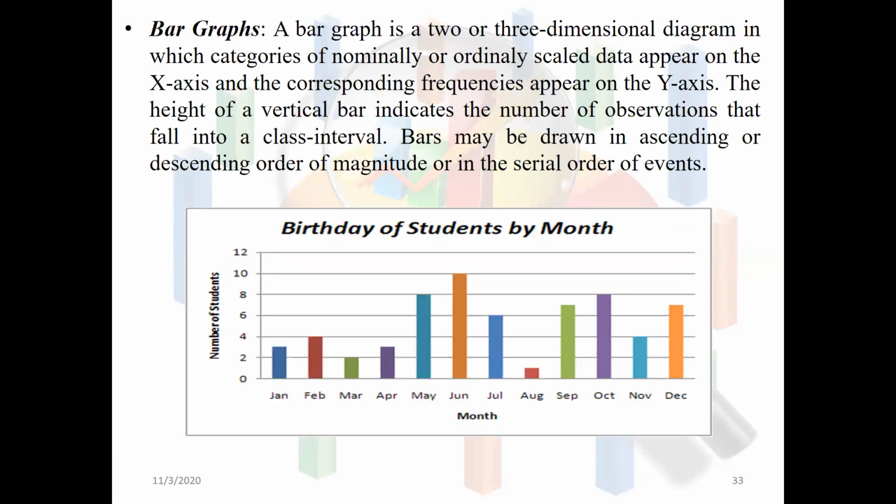Bar graphs. A bar graph is a 2 or 3-dimensional diagram in which categories of nominally or ordinally scaled data appear on the x-axis and the corresponding frequencies appear on the y-axis. The height of a vertical bar indicates the number of observations that fall into a class interval. Bars may be drawn in ascending or descending order of magnitude or in the serial order of events.